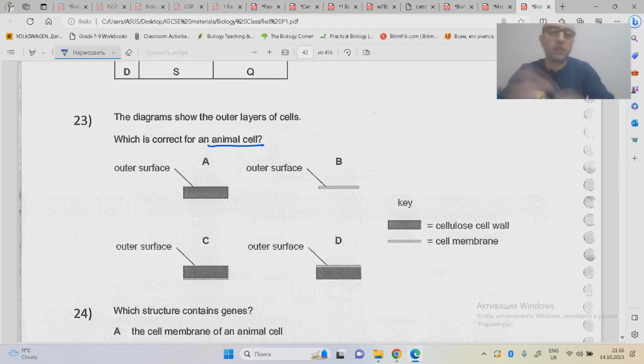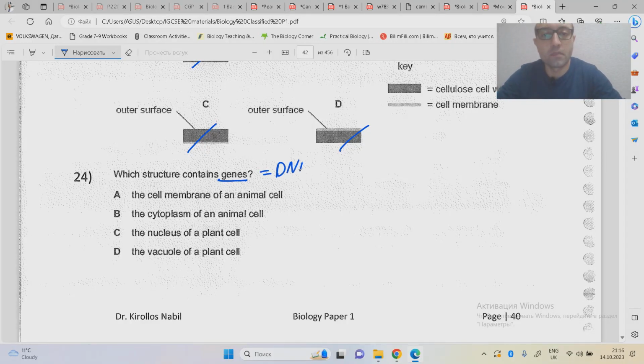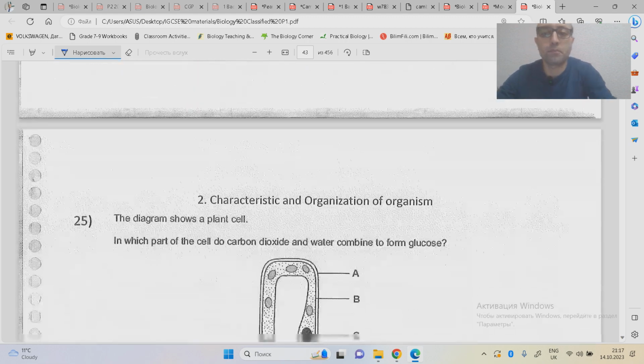Which is correct for an animal cell? Guys, this is a very easy question. You know that animal cells don't have a cellulose cell wall. So incorrect, incorrect, and incorrect. The answer in here is B. Contains genes. First of all, a gene is a part of DNA, which contains instructions about proteins. And DNA is located in the nucleus. We have only one answer with nucleus, it's C.